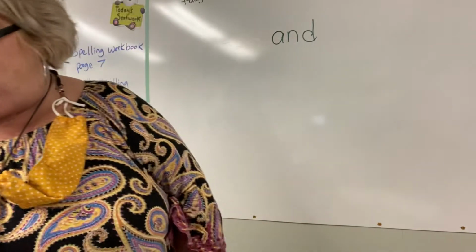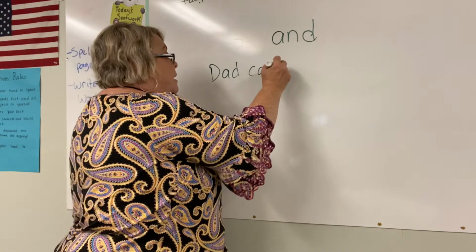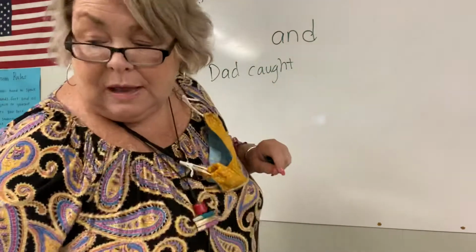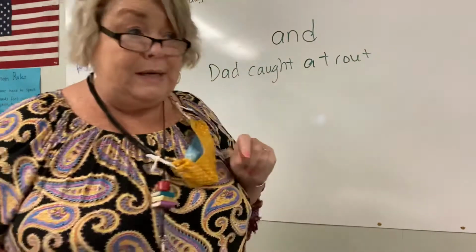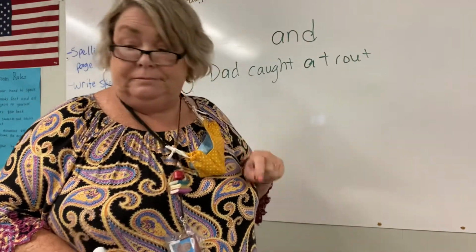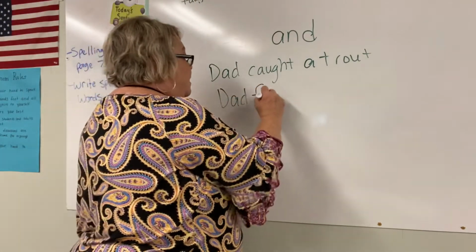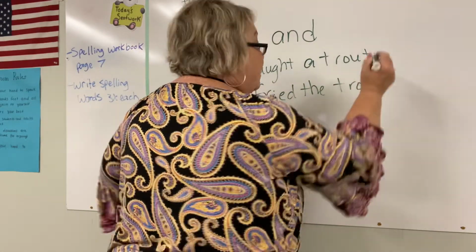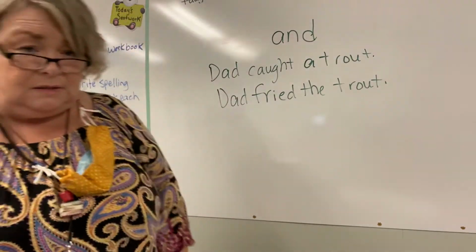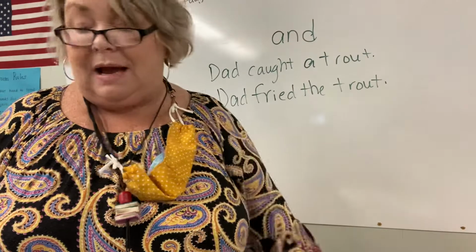So, if we have these two sentences, this is in your box, you can see it, I'm going to write it on the board. Dad caught a trout. Dad fried the trout. That's two different sentences, yes? Oh, I was going to say the answer. Okay, so how would we combine that then?